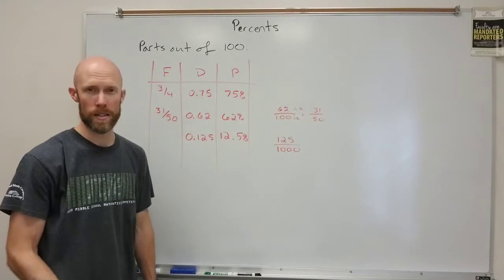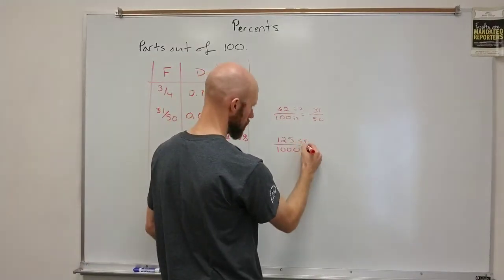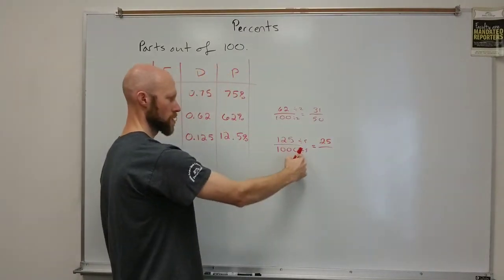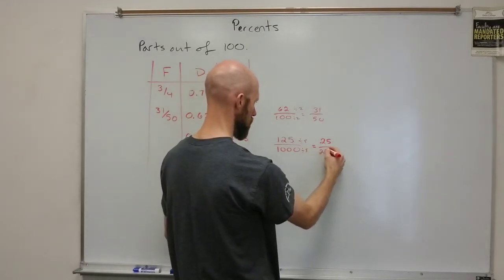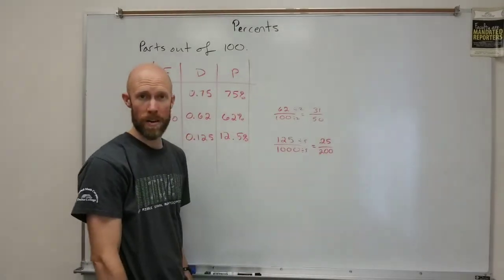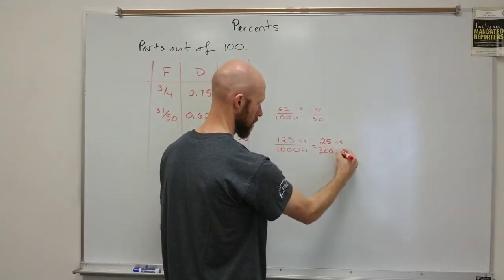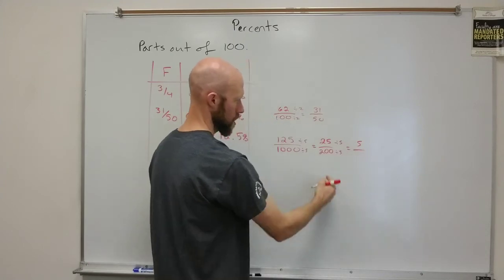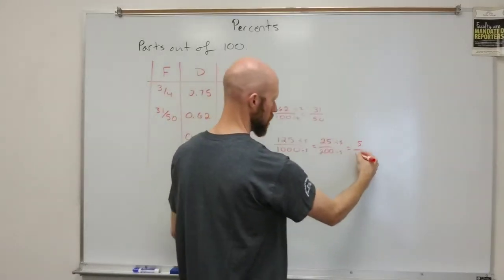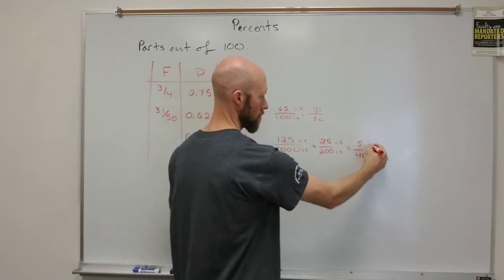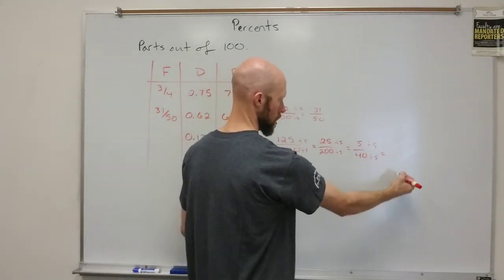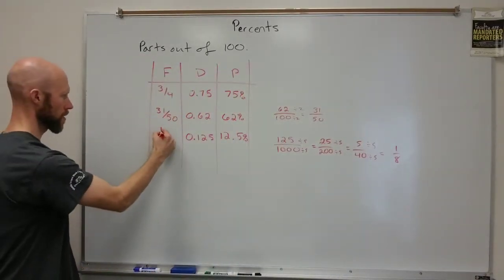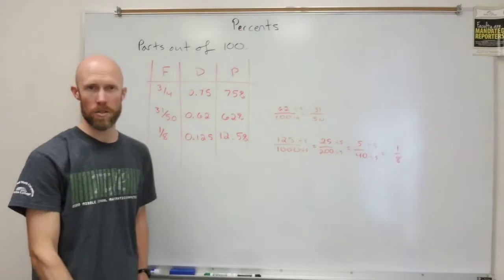And so at this point, I need to divide. I'll divide by 5, see what happens there. 125 divided by 5 is 25. 1,000 divided by 5 is 200. I could divide by 5 again. 25 divided by 5 is 5. And 200 divided by 5 is 40. And of course, if I divide by 5 one last time, I'm going to get 1/8. Is that right? Yeah, 1/8. So my fraction there is 1/8.